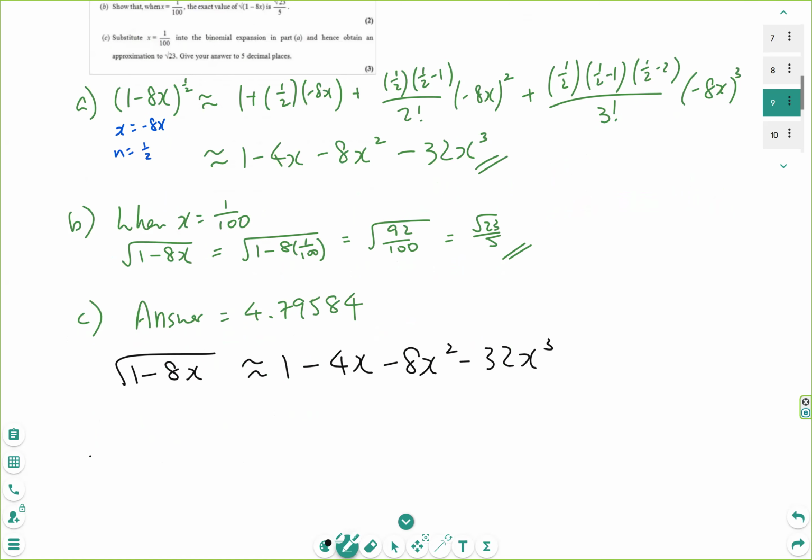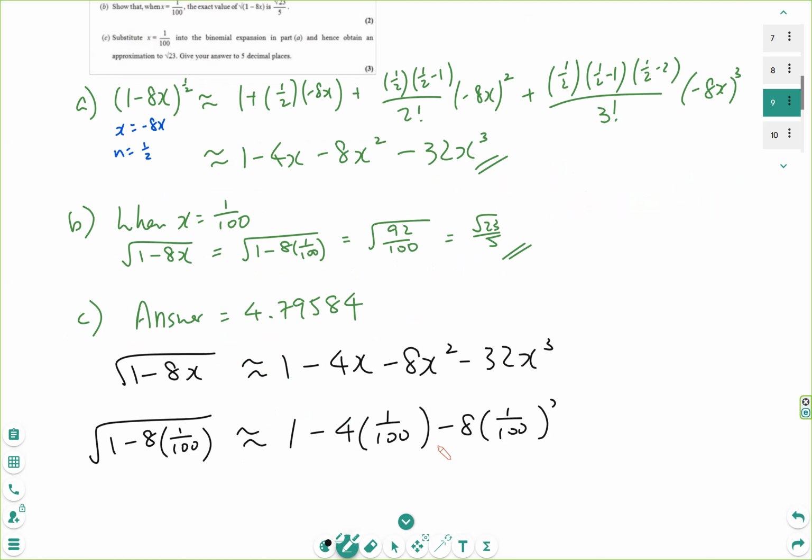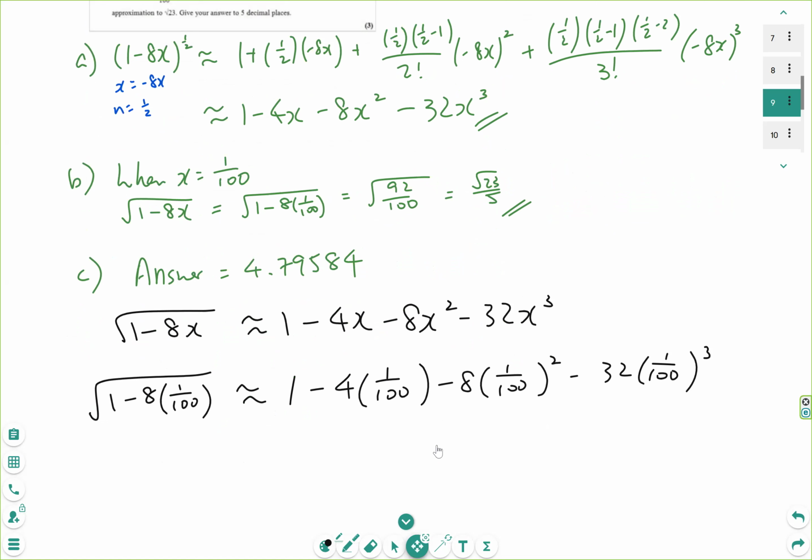So when you sub in x equals 1 over 100, so 1 minus 8 times 1 over 100 roughly equals 1 minus 4 times 1 over 100 minus 8 times 1 over 100 squared minus 32 times 1 over 100 cubed. So let me put the left hand side. So square root. I know actually in part, the left hand side is the answer of part B, but nevertheless, I'll put it in the calculator. You'll get root 23 over 5.